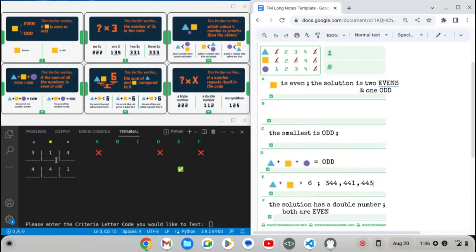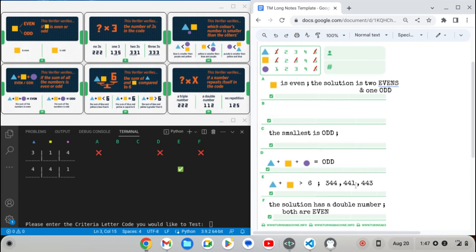Now I didn't choose 3. So is there a difference between 3, 4, 4 and 4, 4, 3? In fact, I don't think there's, well, the only thing that differentiates it is which is the smallest. Is it triangle or circle?